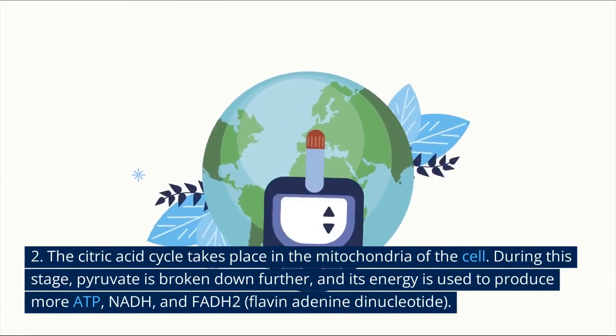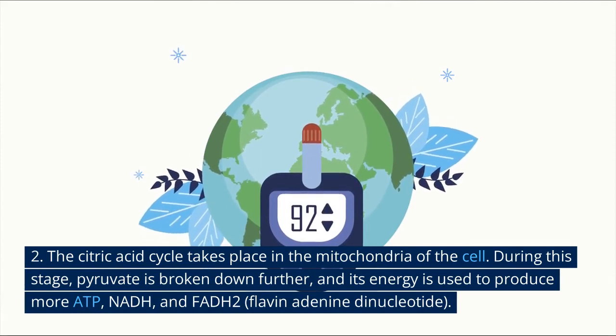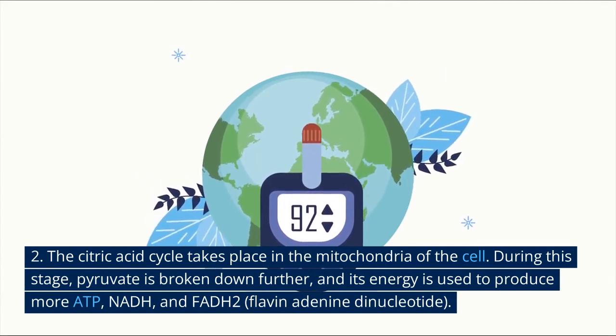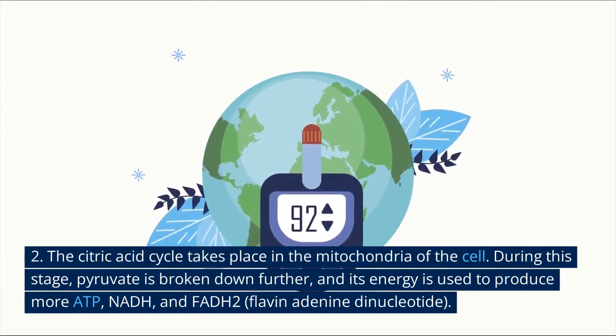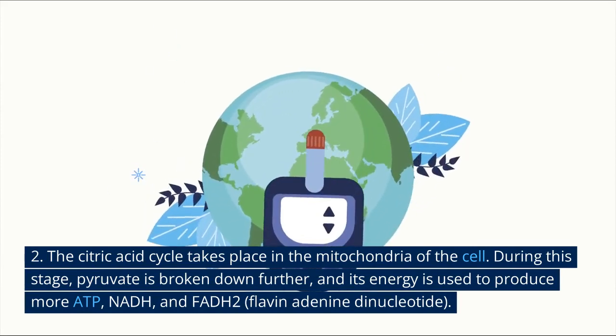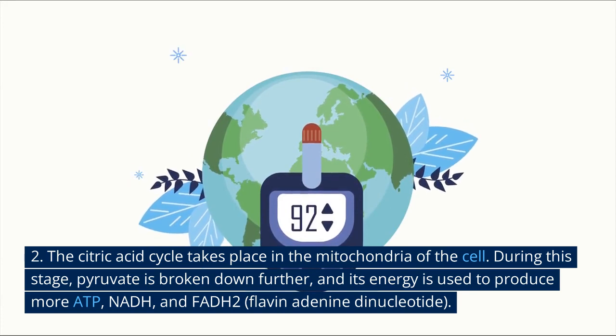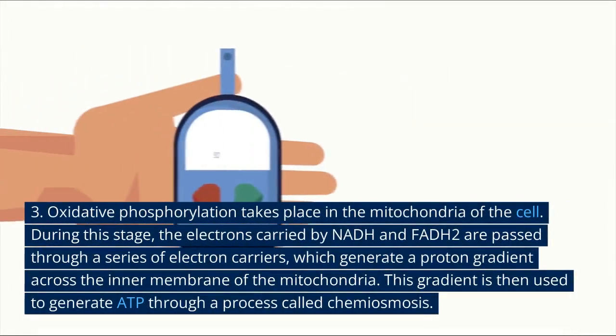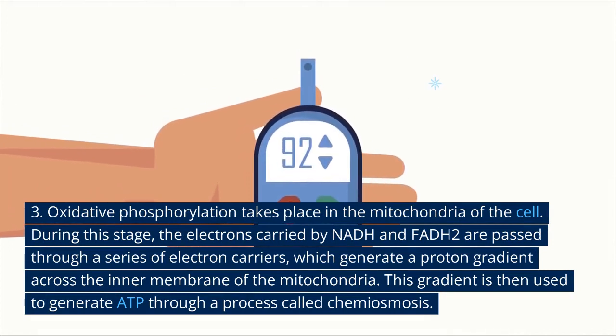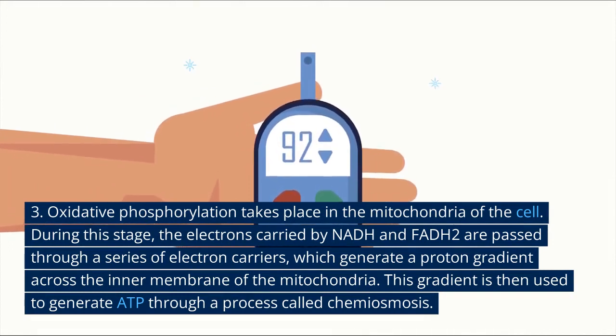2. The citric acid cycle takes place in the mitochondria of the cell. During this stage, pyruvate is broken down further, and its energy is used to produce more ATP, NADH, and FADH2, flavin adenine dinucleotide. 3. Oxidative phosphorylation takes place in the mitochondria of the cell.